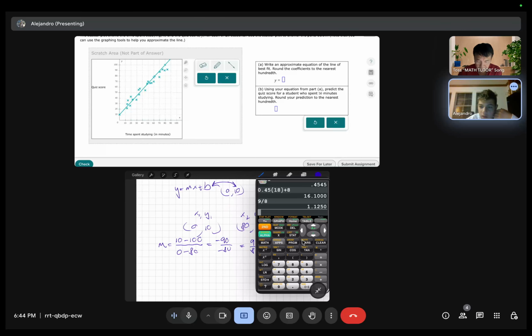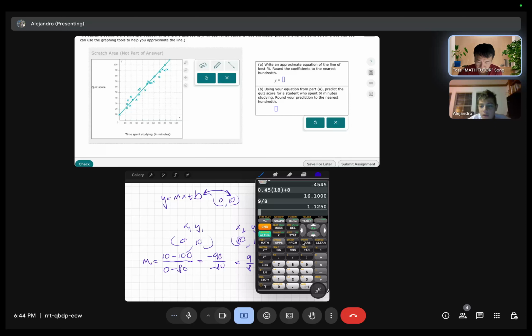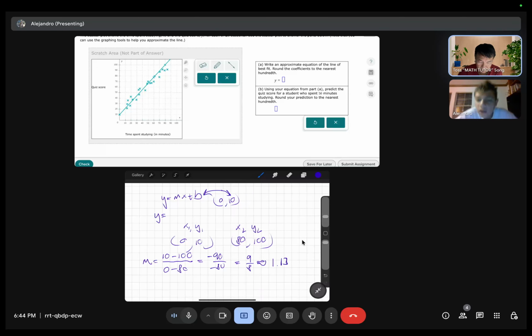Okay. So here we go. Rewriting it, it'll be m equals 1.13. It's positive because it's increasing. x plus b. b is your 10.